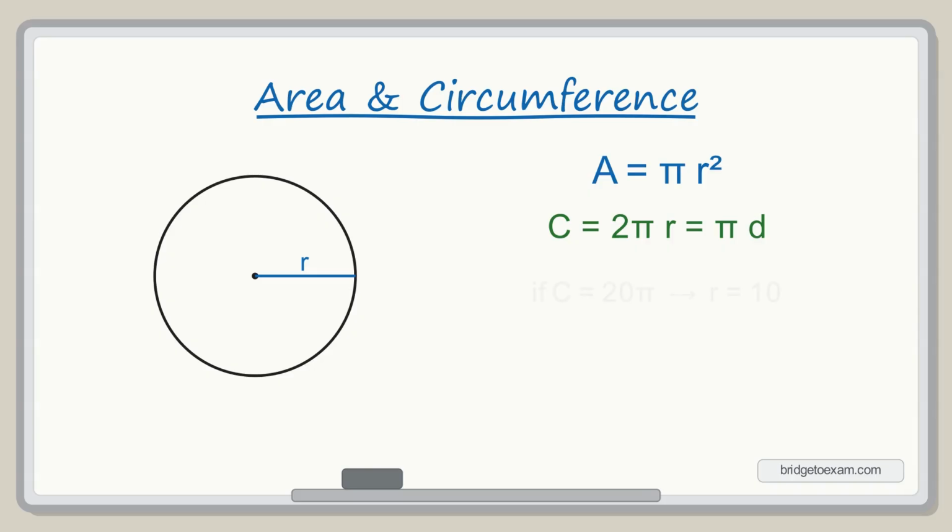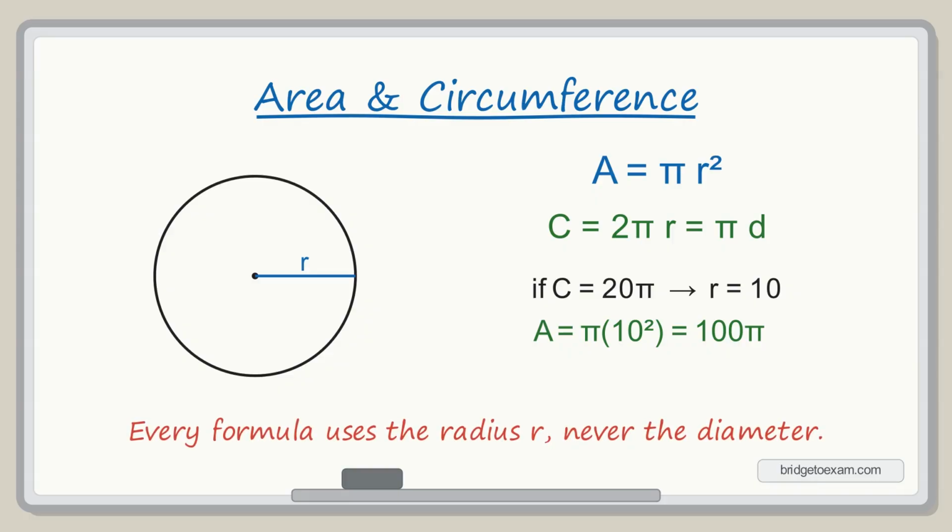See how they connect. If the circumference is 20 pi, then 2 pi r equals 20 pi, so the radius is 10. Now, the area is pi times 10 squared, which is 100 pi. And remember, every one of these formulas uses the radius, not the diameter.